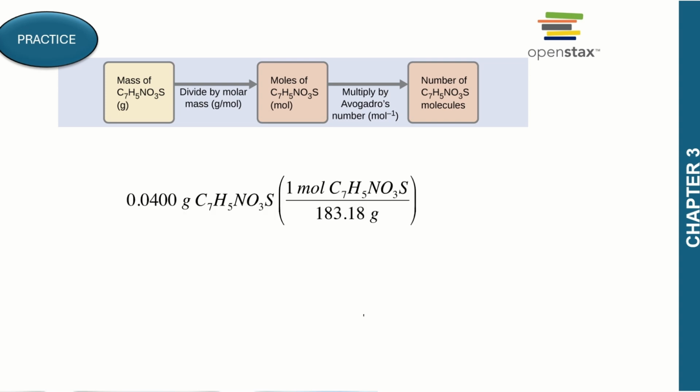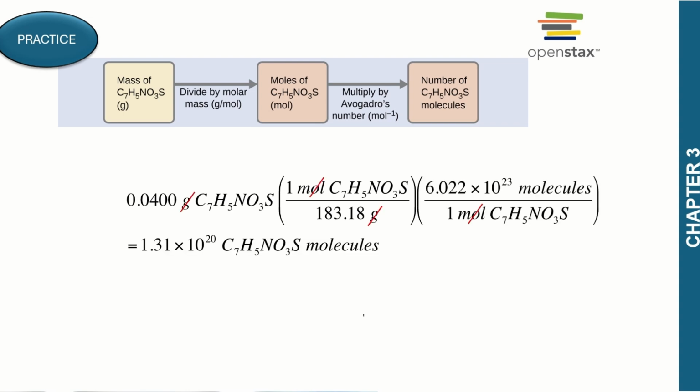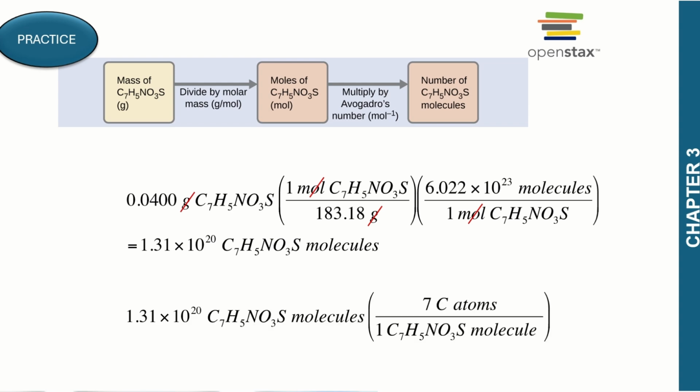So I know that in each molecule I have 7 carbons, right? Now I have the molecules. If you have 7 carbons in each molecule, the only thing you need to do is multiply by 7, and then you're going to have the quantity of carbon atoms. It's simple, and if they ask you how many hydrogen atoms, you would multiply by 5. Nitrogen will be 1. Oxygen, I have 3, so we're going to multiply by 3. Sulfur 1 will be exactly the same as what we already calculated.